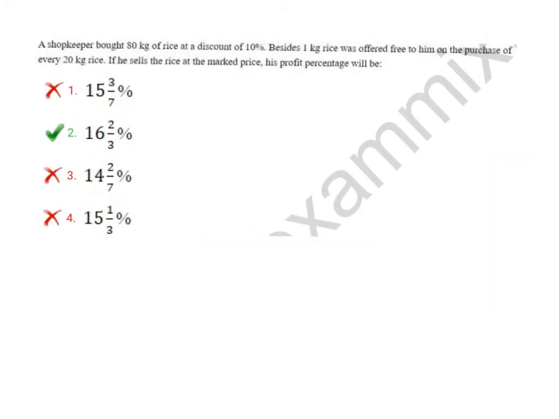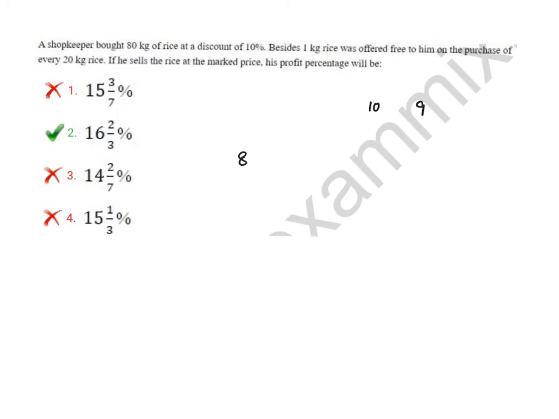Now a shopkeeper bought 20 kg of rice at a discount of 10%. Besides, 1 kg of rice was offered free to him on the purchase of every 20 kg. If he sells the rice at the marked price, what will his profit percentage be? Assume the marked price is 10 rupees, but at a discount you are getting it for 9 rupees.